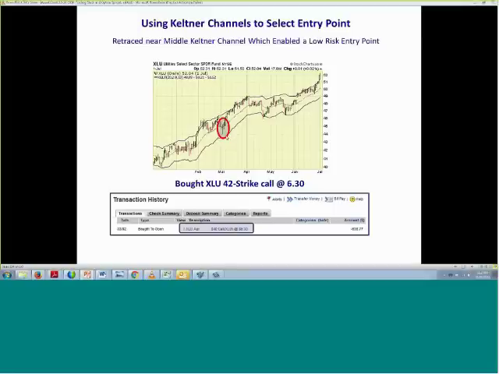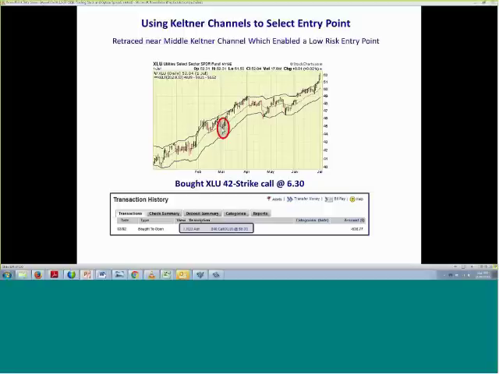So here's an example. We bought the XLU. You can see it was on a price uptrend. The daily price here is the red and black vertical lines going from lower left to upper right, so obviously on a strong price trend, so price uptrend. So the question is, where do you jump in if you want to participate?